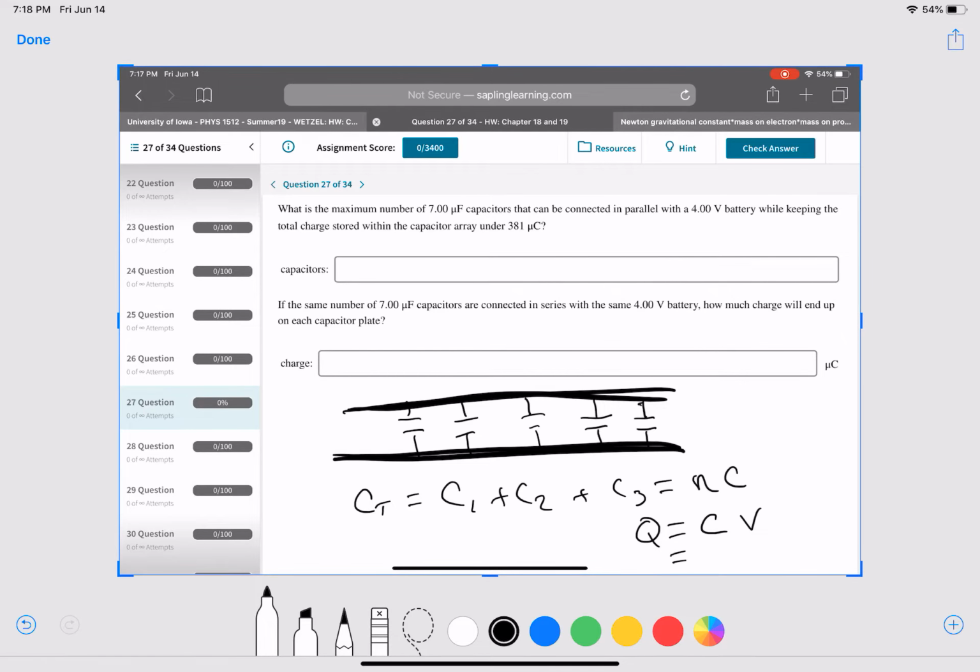And the total capacitance is going to be n times 7 microfarads times 4 volts, and that has to be limited to this charge, 381 microcoulombs. So you can solve for n to figure out how many of these can add up to that. And then that just gives you the number, okay? But this is learning the parallel series difference. And then if the same number of 7 microfarad capacitors are connected in series with the same 4-volt battery, how much charge will build up on each capacitor plate?